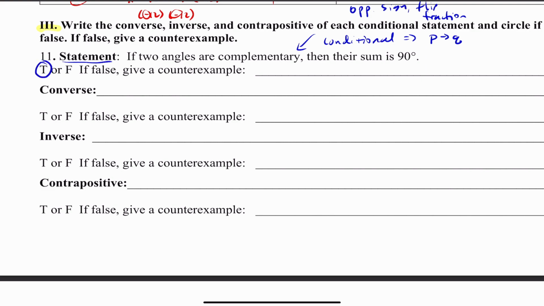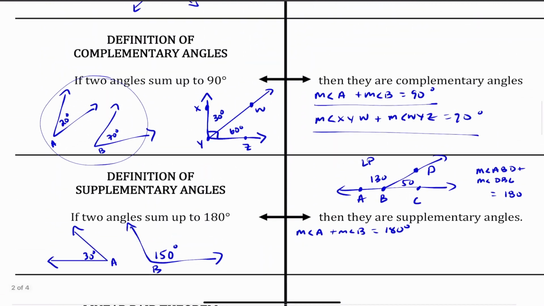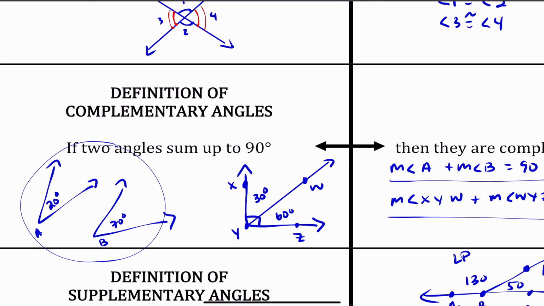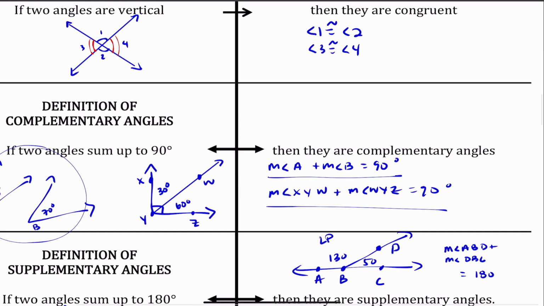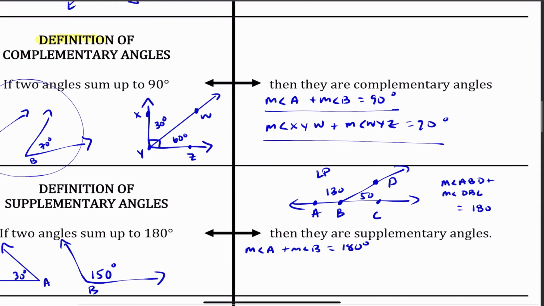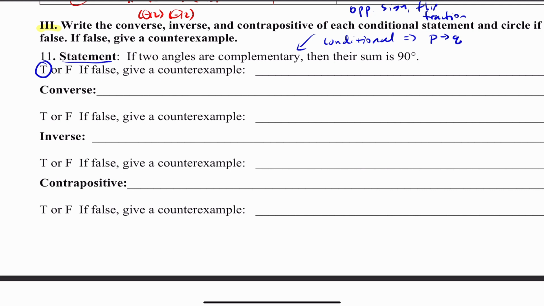This is true by definition, and we can take a look at our pink sheet. So it should be right here. If two angles sum up to 90 degrees, then they are complementary angles. But this is a definition. It's a biconditional, so it can go the other way. If two angles are complementary, then their sum is 90 degrees. Okay, we're dealing with these two angles here, and these two angles add up to 90 degrees, so it works in both directions. Okay, so that's true.